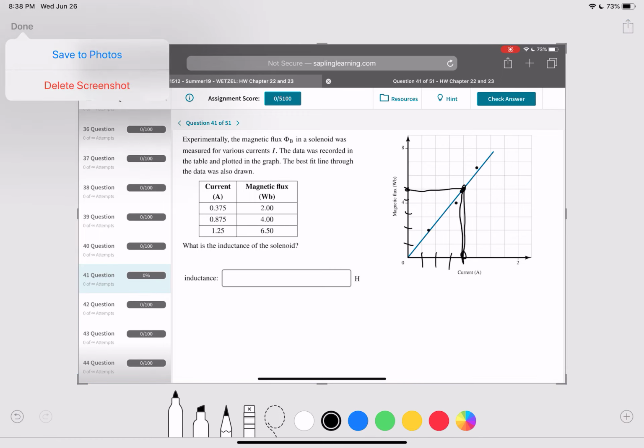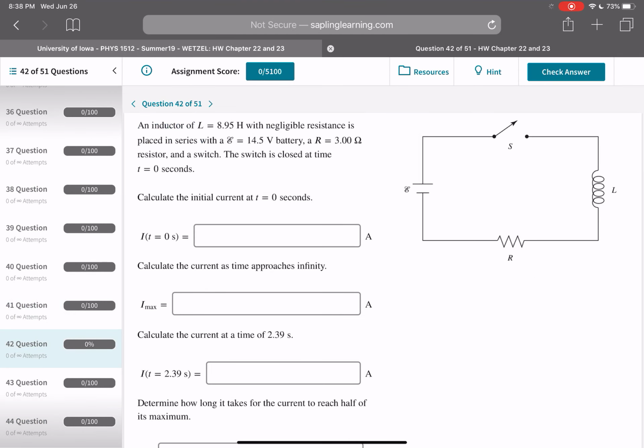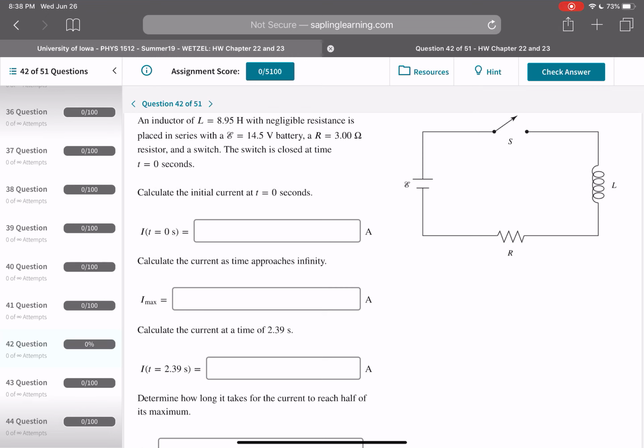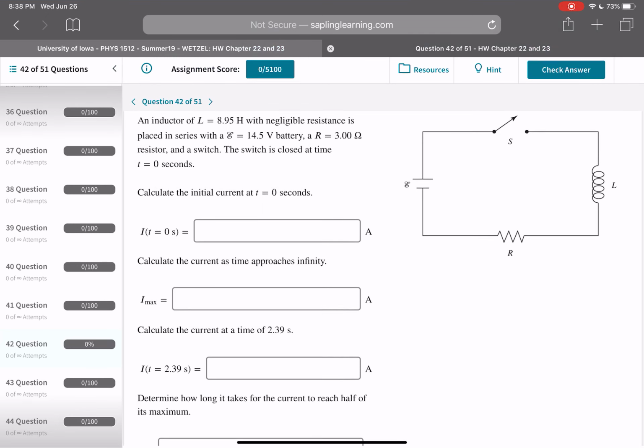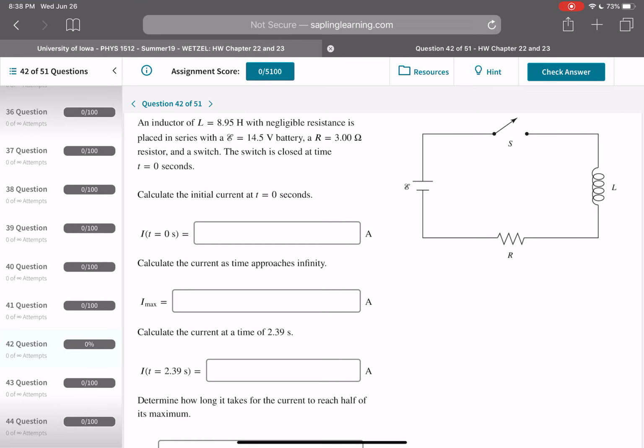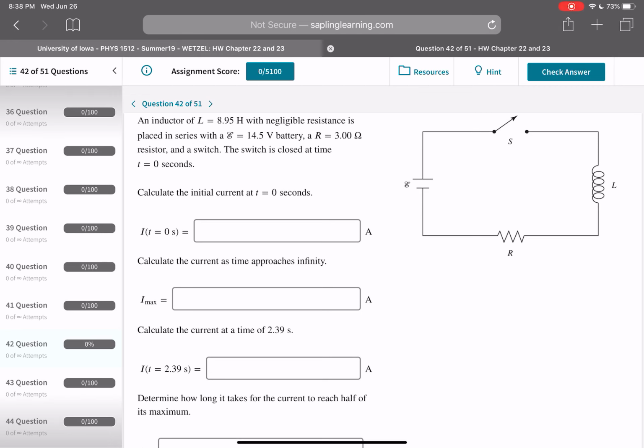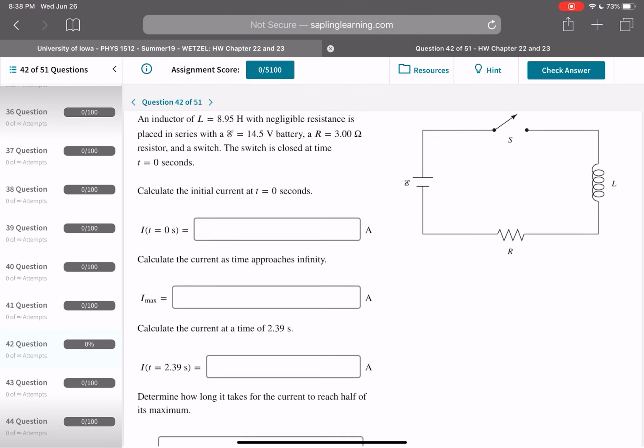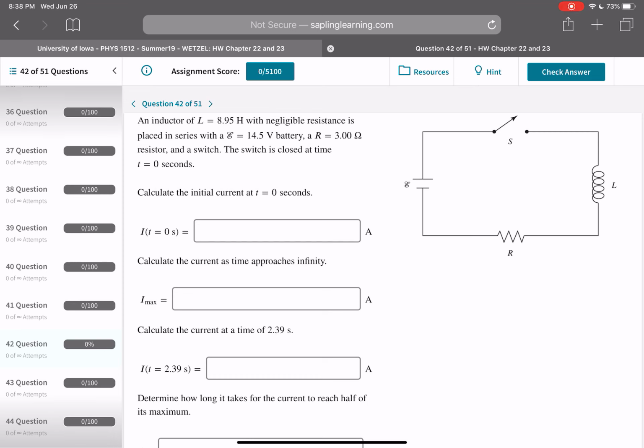Okay, delete the screenshot. 42. You've got your inductor, blah, blah, blah. Calculate the initial current at t equals 0 seconds. As soon as you turn it on, what happens in your circuit? You're going to have current flowing. What's going to happen? Calculate the current as time approaches infinity. So as this thing gets set up, what happens? And then you plug it into your equation at t equals 2.39 seconds. Plug it in there, and you can get your current there.